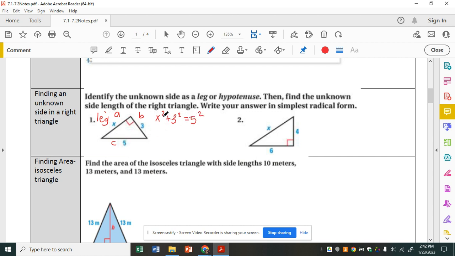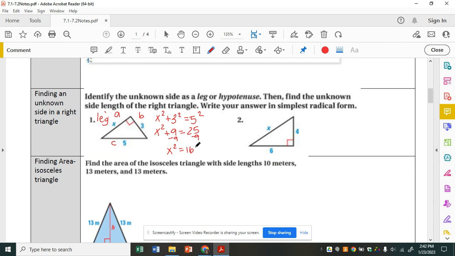Okay? If I wanted to solve this, I would keep the x squared. 3 squared is the same as saying 3 times 3, which is 9. 5 squared is the same as saying 5 times 5, which is 25. If I wanted to solve this, I would subtract 9, and at this step, I get x squared is equal to 16.